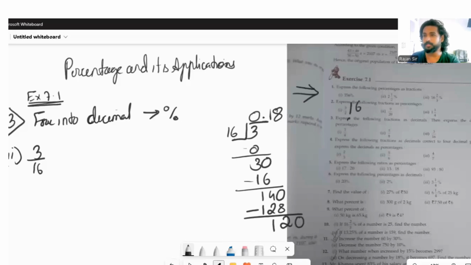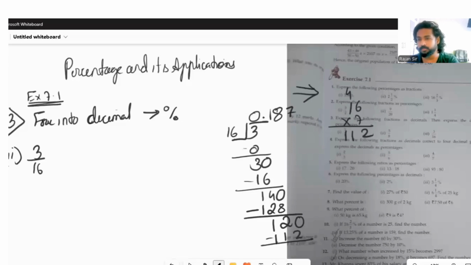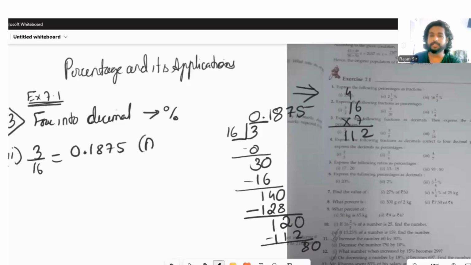Okay, so we can multiply 16 into 5. 5 6s are 30. And then we have 80, and that's 5. So the answer is 0.1875. So don't leave it at the third point. If you can, continue and try doing it. So this is in the decimal form.